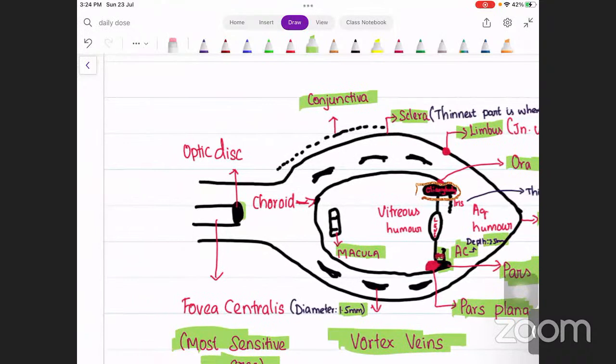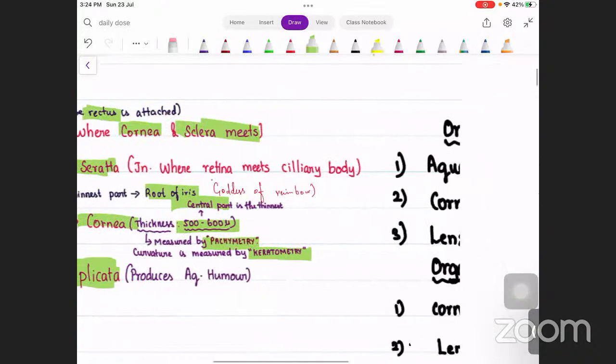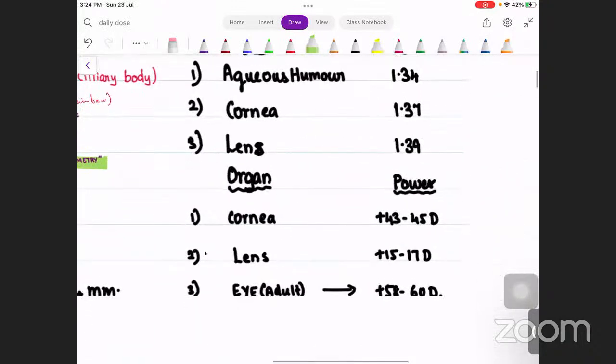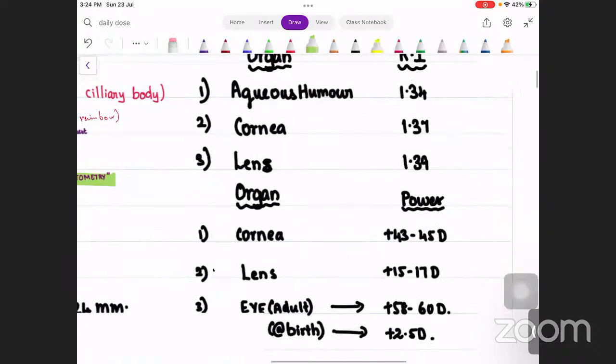And among that, the fovea centralis is the most sensitive area, and the diameter of your fovea centralis is 1.5 mm. Okay, so these are the things you have to know in terms of the anatomy of your eye, people. And apart from that, you need to know about the power and the refractive index of each organelle.